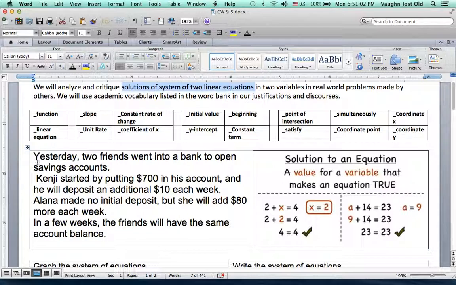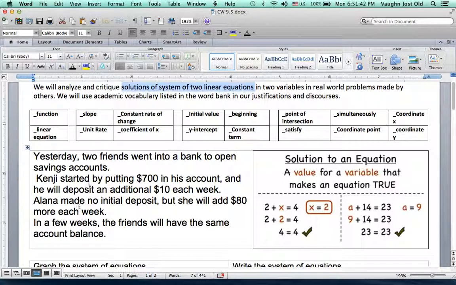So let's look at a real-world example of this. I'll go ahead and read this out loud. Yesterday, two friends went into a bank to open savings accounts. Kenji started by putting $700 in his account, $700, and he will deposit an additional $10 each week. Elena made no initial deposit, but she will add $80 more each week. In a few weeks, the friends will have the same account balance. So we're trying to find that point when they have the same account balance after the same amount of time.